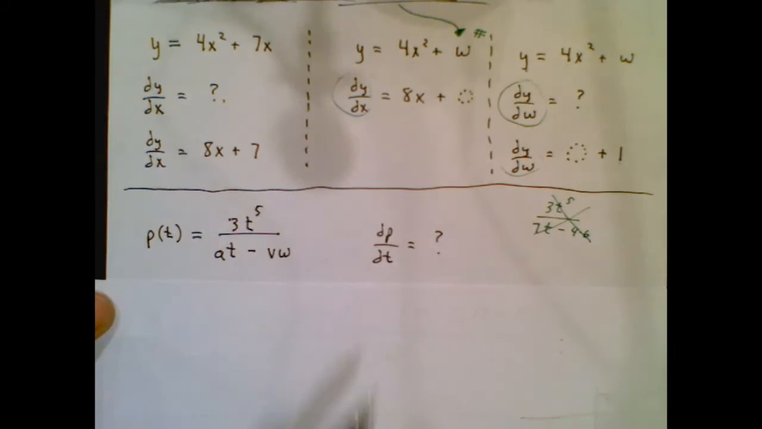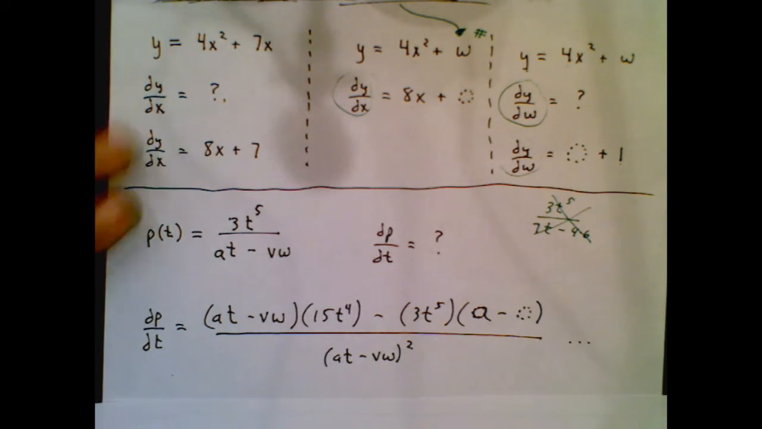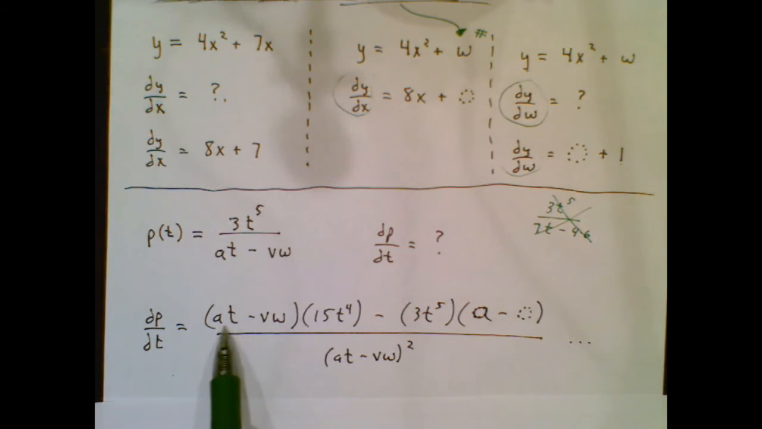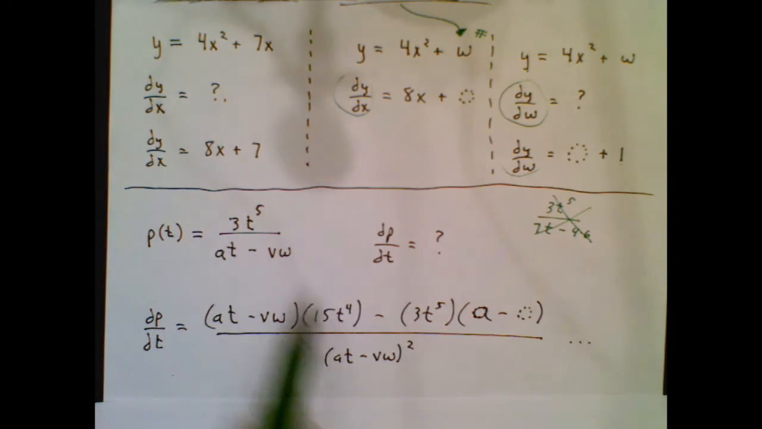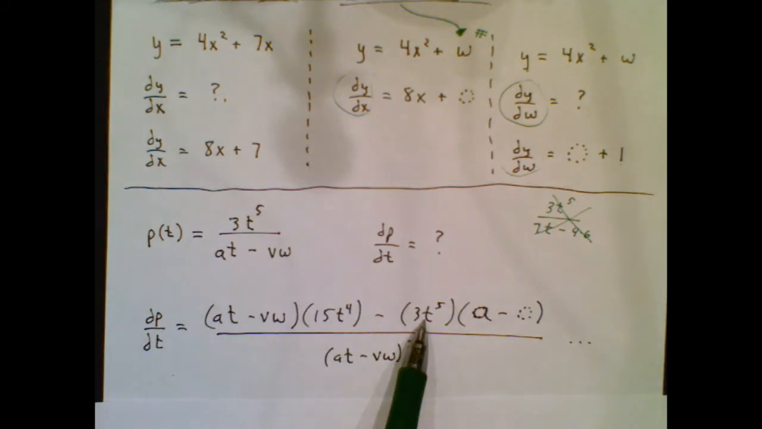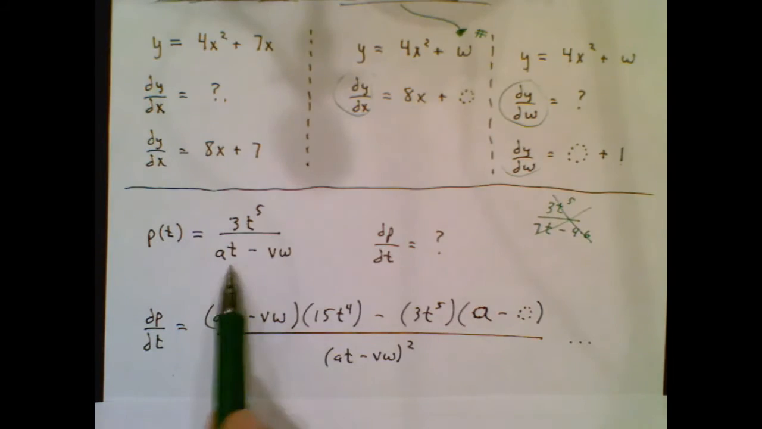So now if I need to find dp dt, I know I've got quotient rule, and here we go. Sing the song to yourself. Low d high minus high d low, all over denominator squared. And here is my low. Don't do anything to it. The derivative of the top minus the top times the derivative of the low, or the denominator.